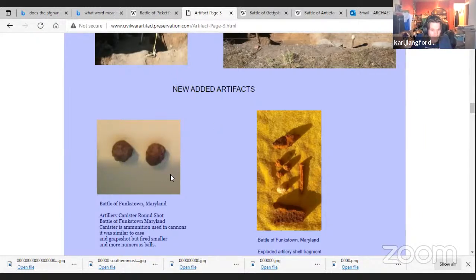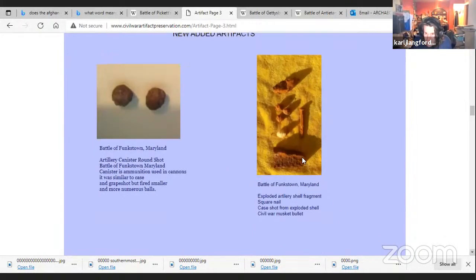That's more canister shot. So basically, again, this would have been placed into a canister, fired from an artillery piece, and as it exploded, the shot would actually spread out and go everywhere. So that's basically canister shot. Bits of exploded shell fragments.